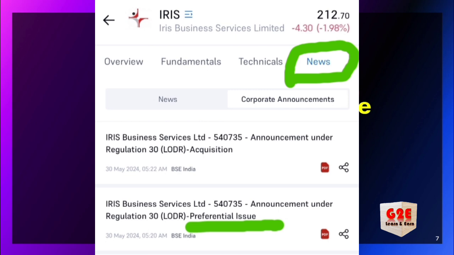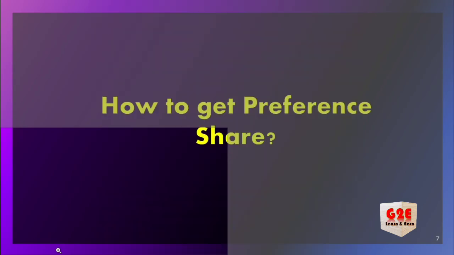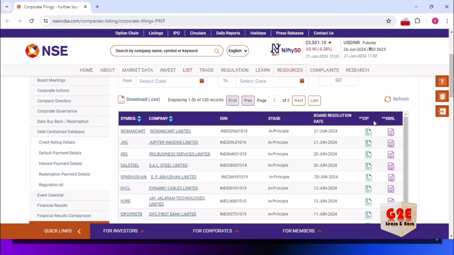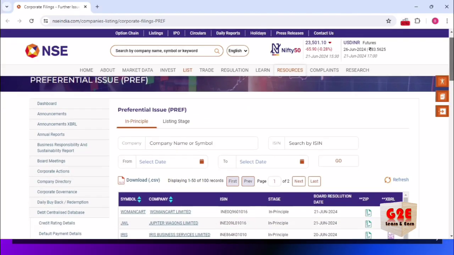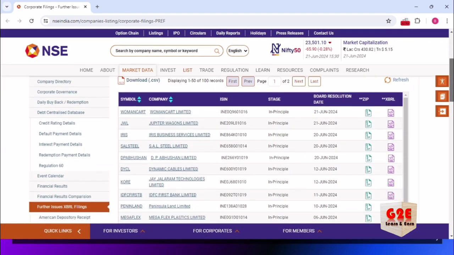This is related to India. Let me show here for the company. See here, this is how the preferential issue will happen. This is the NSE website, the Indian stock exchange, National Stock Exchange. From here you can look at preferential issues. Whatever preference share issue happens, you can go to this page and get the information over here.